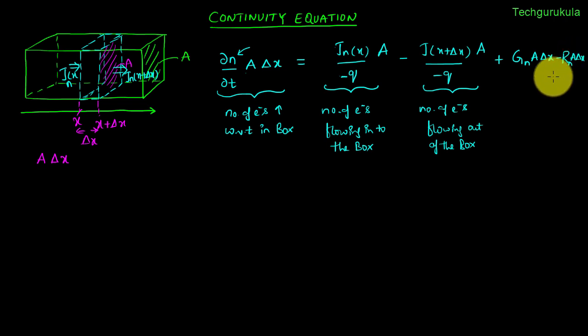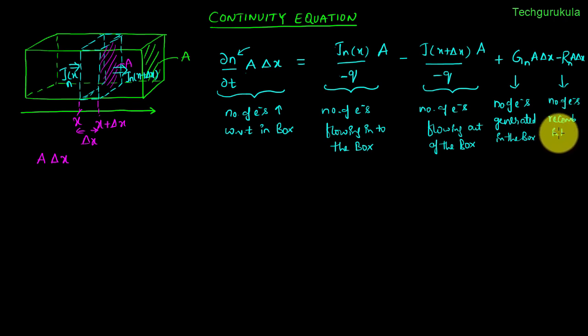Now we have this, where this can be said as the number of electrons generated in the box. And this recombination basically tells the number of electrons recombined in the box. If the generation of electrons is greater than the recombination of electrons, then we can have the electron number increase in this box.